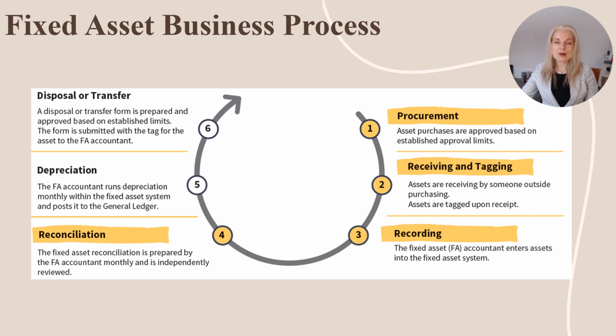Recording, this is where us accountants get involved, and we will record the fixed asset into the fixed asset subledger and into our accounting information system. Usually there's some kind of fixed asset reconciliation done. And this is where the financial accountant looks at the fixed assets monthly and independently reviews what the company has on the books versus what is on site.